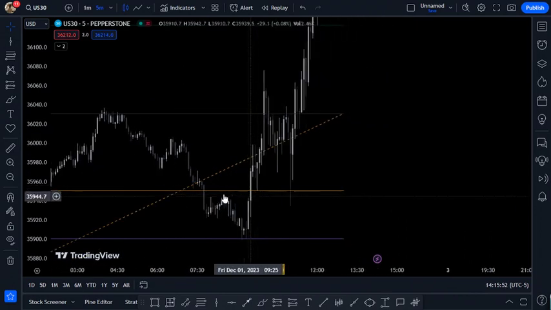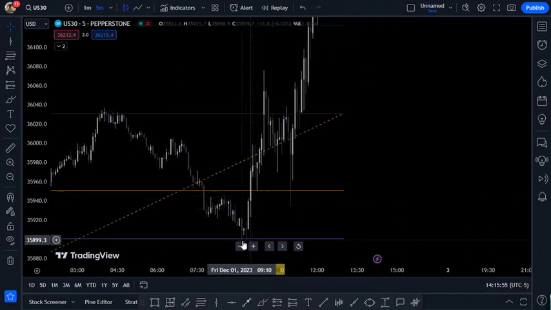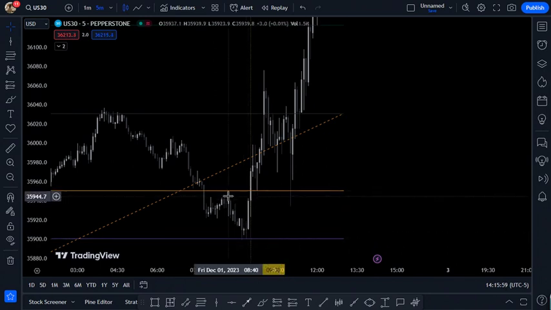I got in at 3 positions here, and my stop loss was down here below this low here. Okay. So I got in at 3 positions. Soon as it went above this high, I got in at 3 positions.